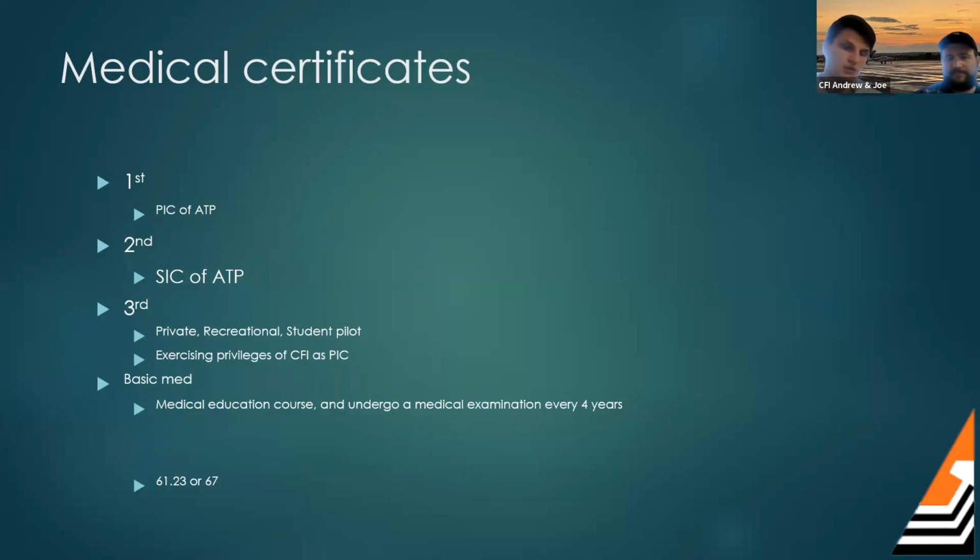So with that, we're going to the first class, right? So your first class, you need this if you're going to act as PIC for an ATP certificate, right? So that's at the airlines. For an airline transport pilot certificate, you need to at least have the first class. Then we go down to the second class. You need this if you want to act as second in command flying for an airline transport pilot certificate.